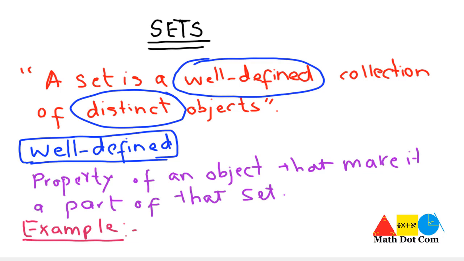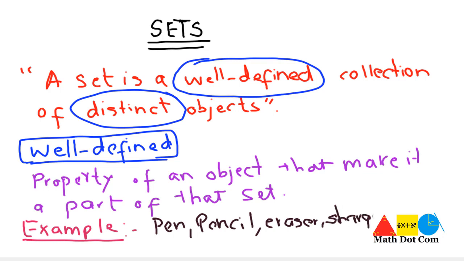For example, we have a set that is called a set of writing tools. It consists of mainly pen, pencil, eraser, sharpener, ruler, and so on. Basically, this is a set that is called a set of writing tools.